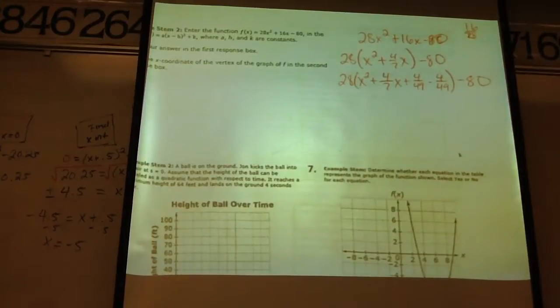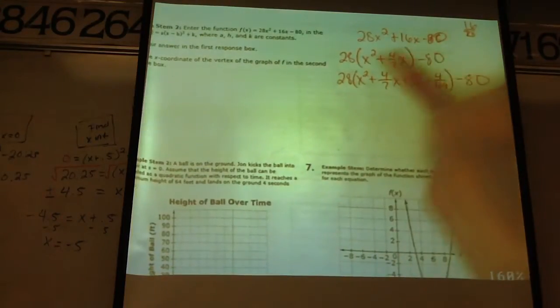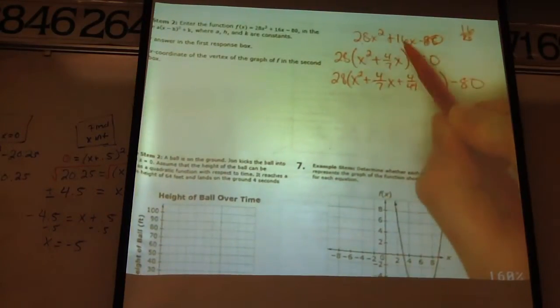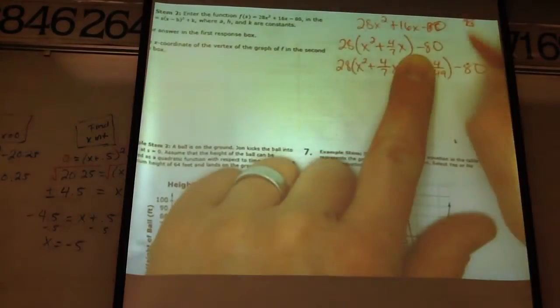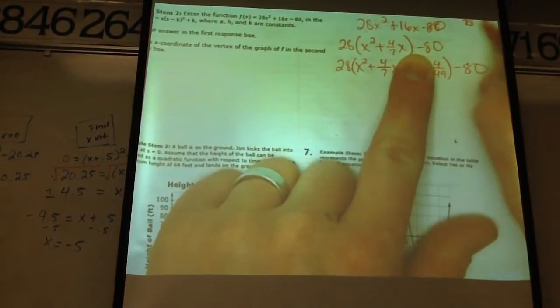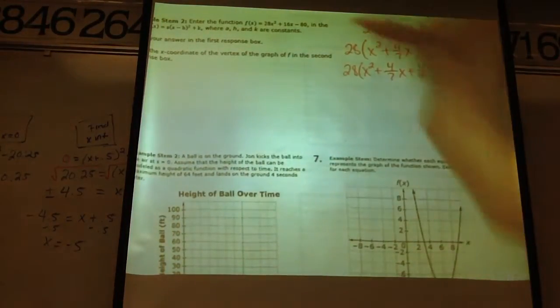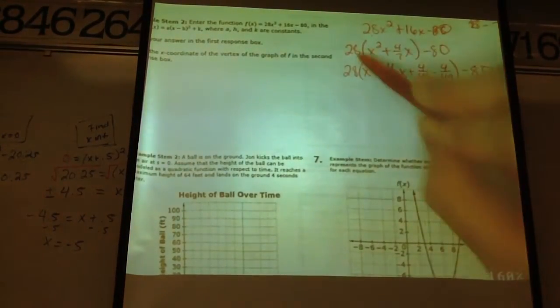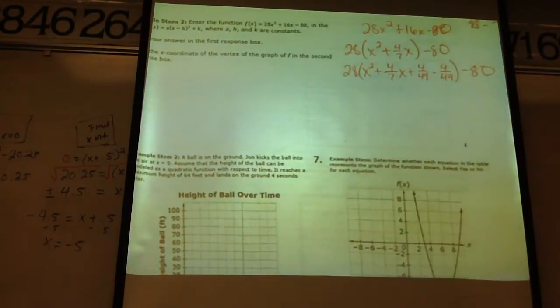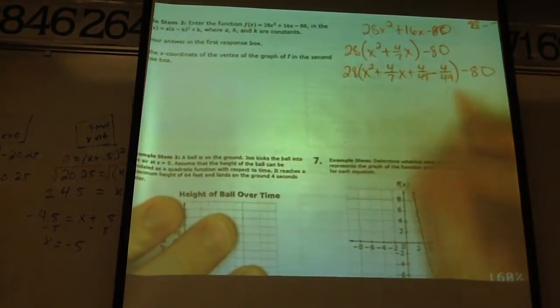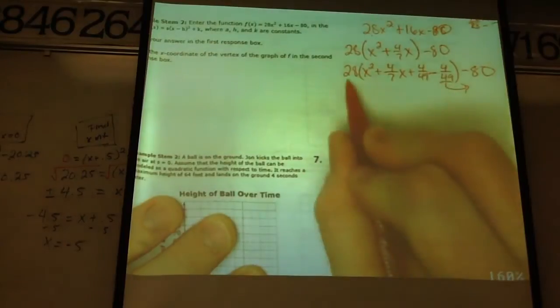How'd you get 4 sevenths? If I pull out a 28, basically you're dividing both of these by 28. So 16 over 28 reduces down to 4 sevenths. You divide them both by 4. That way when you distribute it, it's 28 times 16 28ths, which is just 16. We all caught up now? Yep.